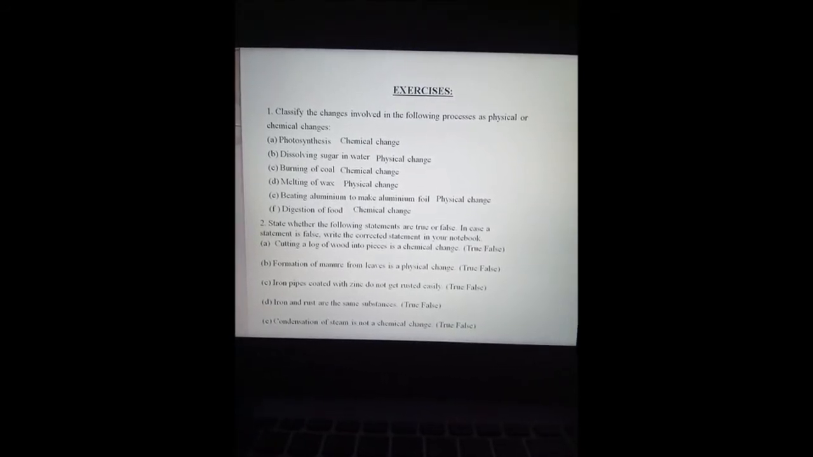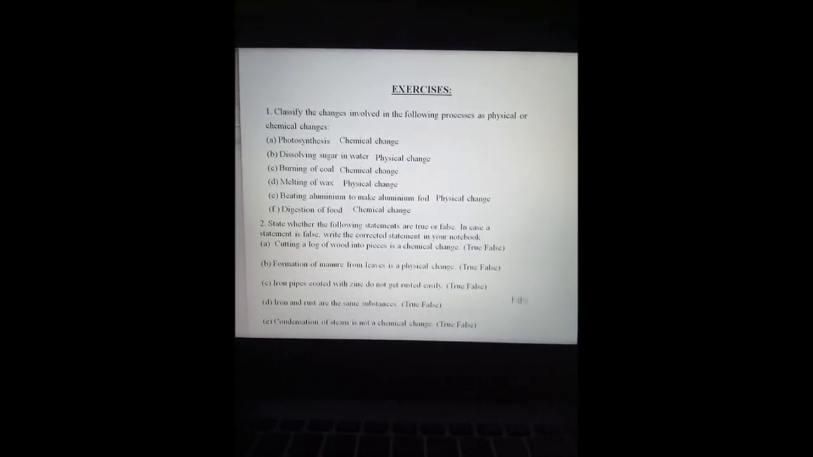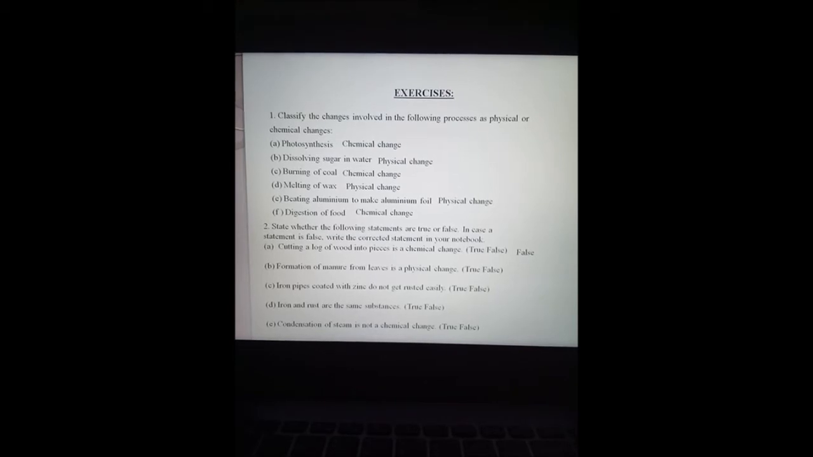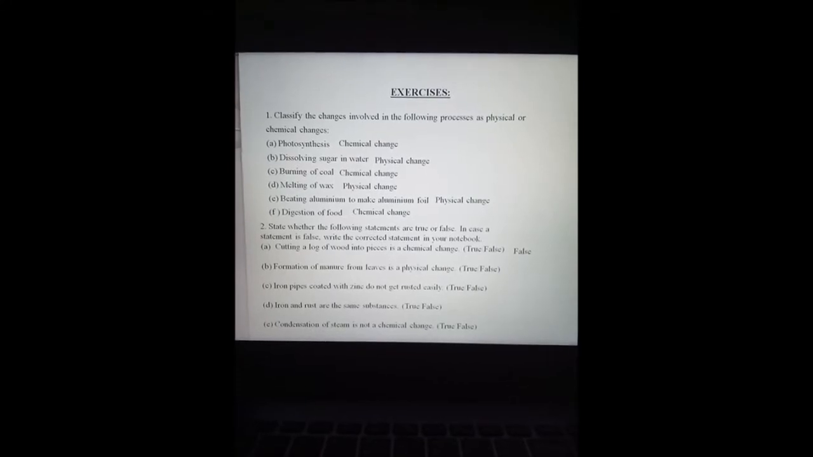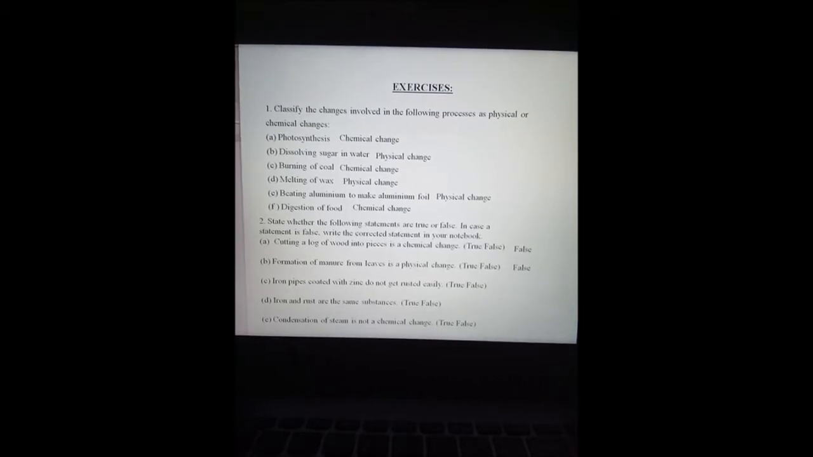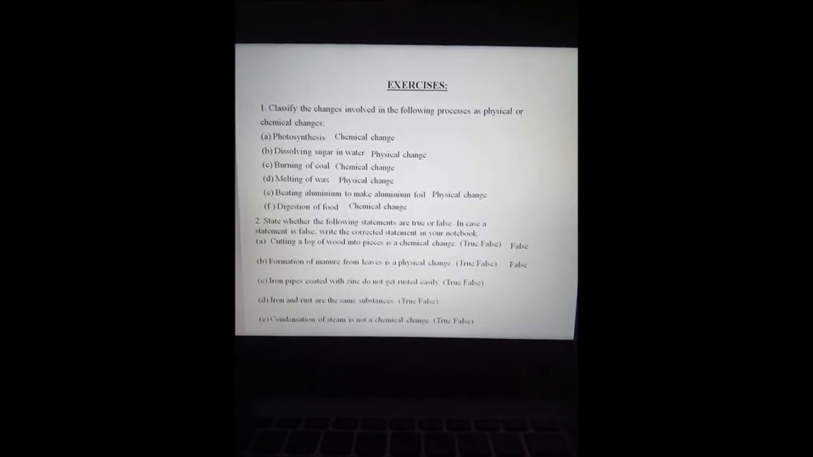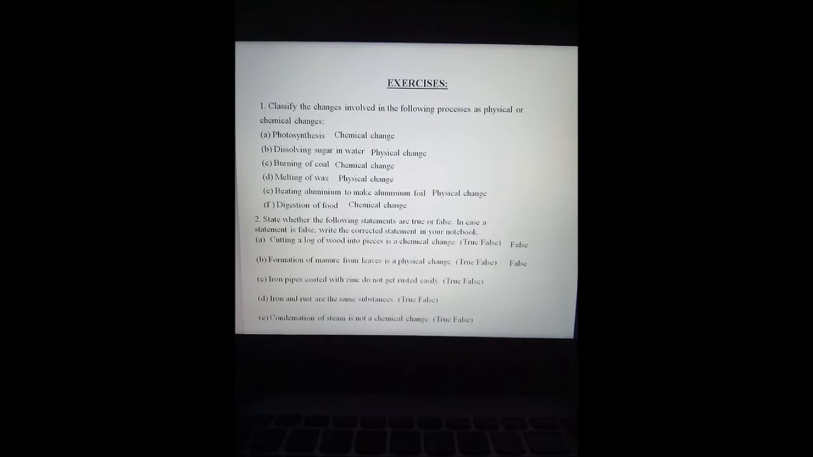Cutting a log of wood into pieces is a chemical change. So students, the answer is false because cutting of wood will result in change in the physical properties of wood. The size will get reduced, so it's a physical change. Formation of manure from leaves is a physical change. Again, it's false because formation of manure from leaves involves chemical changes because the leaves are decomposed so that manure can be formed.